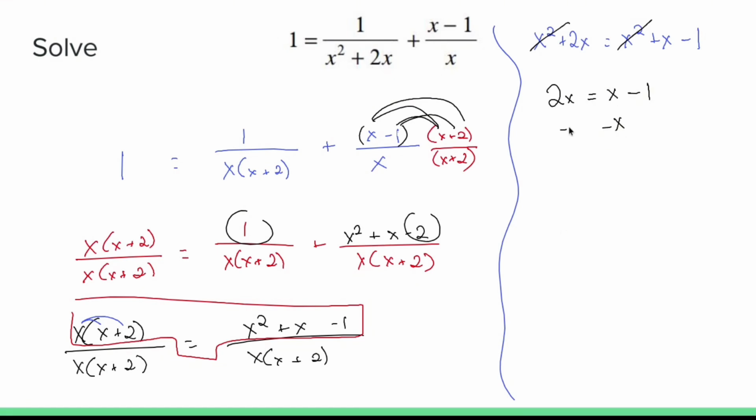Subtract x from both sides, cross this out. 2x minus x is just x. It looks like x equals negative 1, which we're allowed to have. No domain restriction issues whatsoever. That's not going to ruin anything. The only domain problems we'd have to worry about are 0 and negative 2. Negative 1's not part of it. So that's going to be our guy.